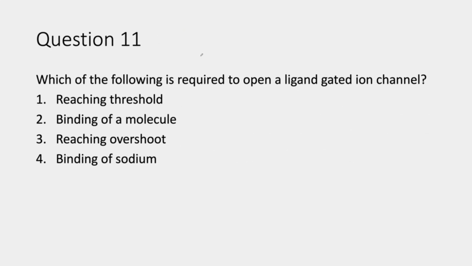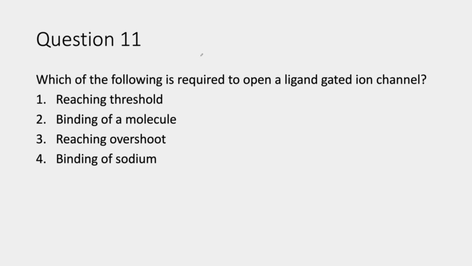And which of the following is required to open a ligand-gated ion channel? This is a question that simply asks you if you know what a ligand is. Reaching threshold, I don't think that is a good idea, because reaching threshold triggers an action potential. It doesn't open any ligand-gated channel. It opens voltage-gated channels, because threshold is a measure of electricity, voltage. Then we have binding of a molecule. That sounds better, because a ligand is a molecule.